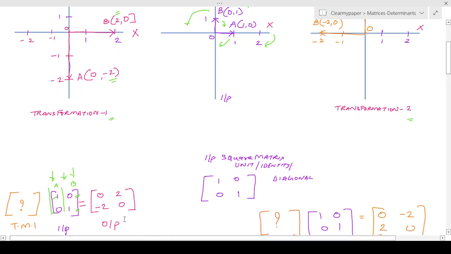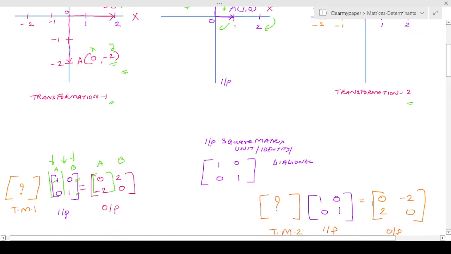I also know the output that's going to come from here, which is the post-transformation effect. In the input I put the A coordinates first, so in the output I also need to put the A coordinates first. Here the coordinates are 0 and -2, the x and y. Then I put the coordinates for B, again x and y, which is 2, 0. So this is the output.